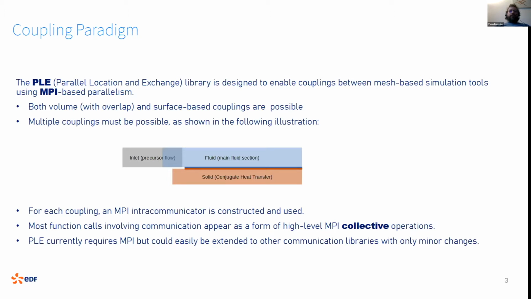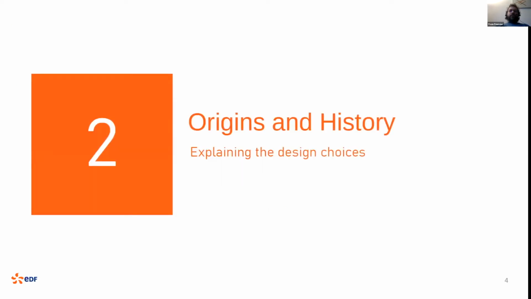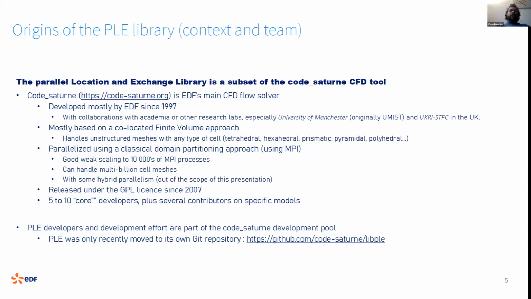For each coupling, we build an MPI intracommunicator, so it's really MPI based, and most function calls appear as collective functions. We try to hide the details of the communication. And actually, we do use collectives, but not so many of them, so it could be easily extended to sockets, for example. I'll go a bit into the history to explain what can be expected of PLE and why we've done things that way.